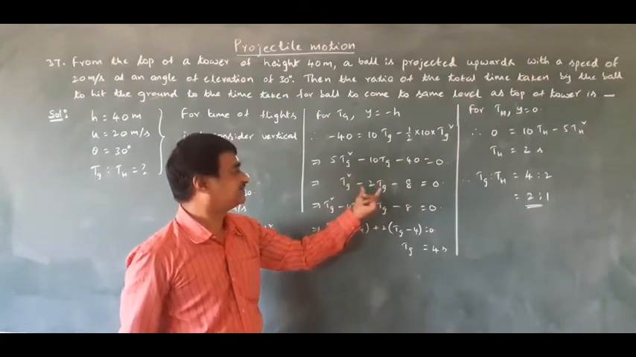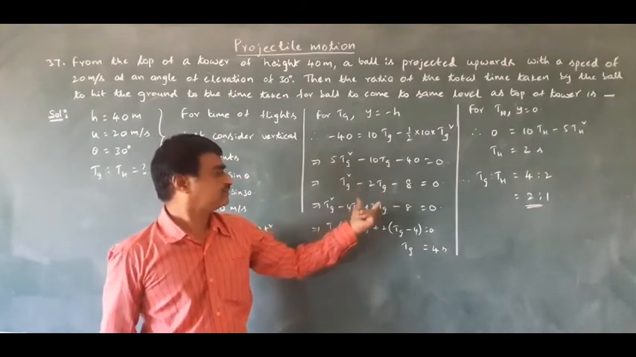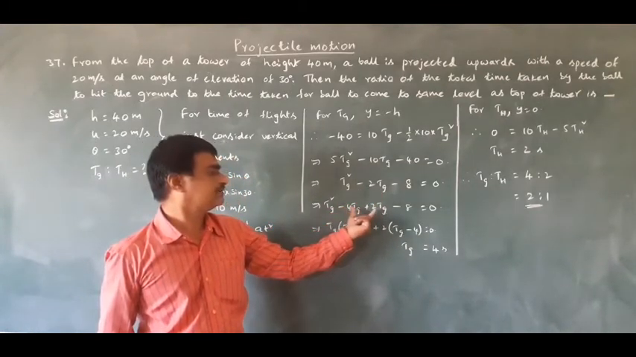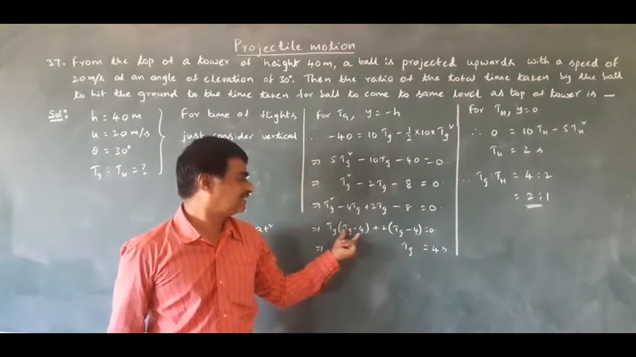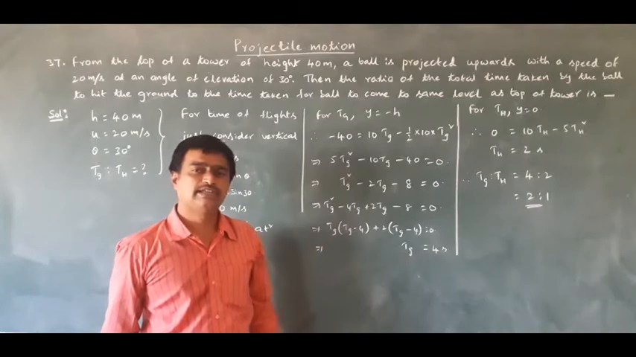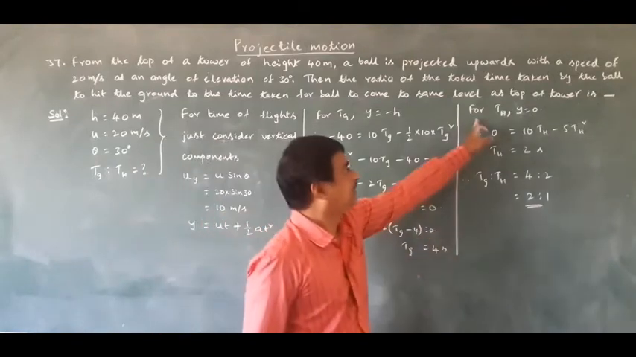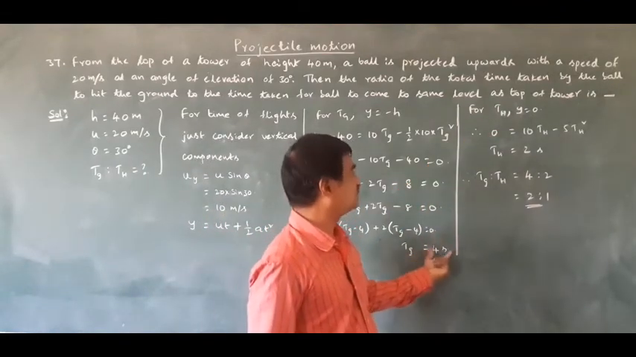That is writing this one as minus 4 plus 2, minus 4tg plus 2g. We get tg is equal to 4 seconds. The other one, t is equal to minus 2, is an extraneous root. So for that we get tg as 4 seconds.